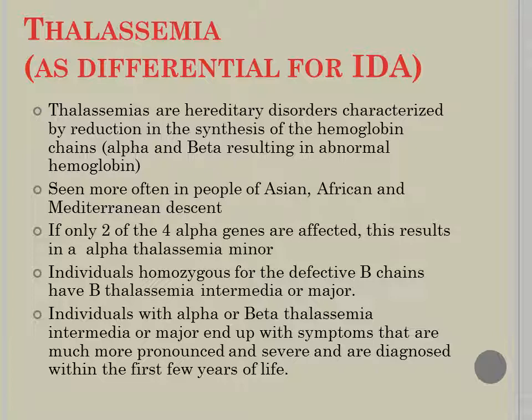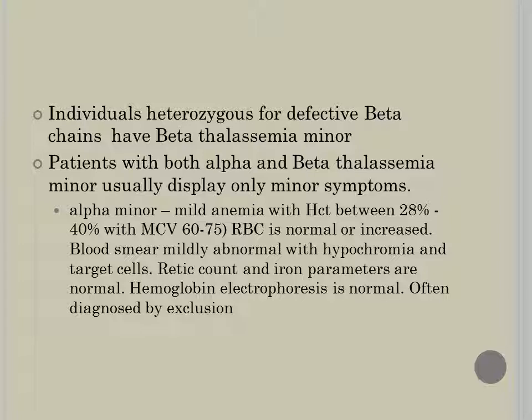And these individuals usually have a little bit more pronounced symptoms, and they're a little bit more severe, and they're diagnosed usually within the first years of life. Individuals heterozygous for the defect beta chains do have beta thalassemia minor, and patients with both alpha and beta usually only have minor symptoms. So the alpha minor may have that mild anemia with a hematocrit between 28 to 40 and an MCV of 60 to 75, and their red blood cell might be normal, or it could be just a little bit increased. And their Retic counts are normal, their hemoglobin electrophoresis is normal.